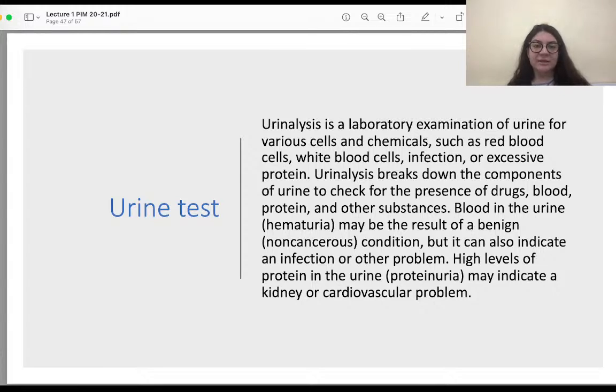infections, excessive protein. Urinalysis breaks down the components of urine to check the presence of drugs, blood, protein, and other substances. Blood in the urine, which we name hematuria, may be the result of a benign, non-cancerous condition, but it can also indicate an infection or other problem. High levels of protein in the urine, which is named proteinuria, may indicate a kidney or cardiovascular problem.